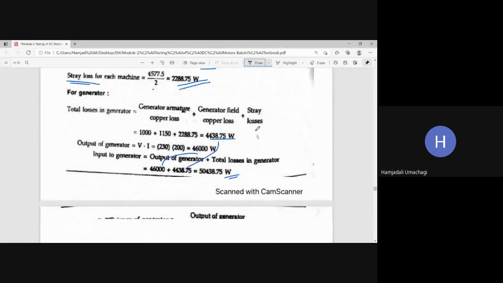So here you can see that the input to the motor is 230 into the sum of IA and ISH. So if you take these values, then finally the answer will be 53,820 watts. So this is the motor input. Finally calculate motor output. Motor output is equal to motor input minus total losses in the motor. So motor input is 53,820 and motor total loss is 4,531.25 watts. So altogether the motor output is 49,288.75 watts.